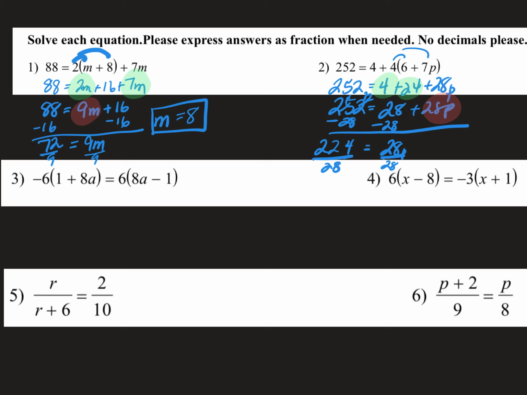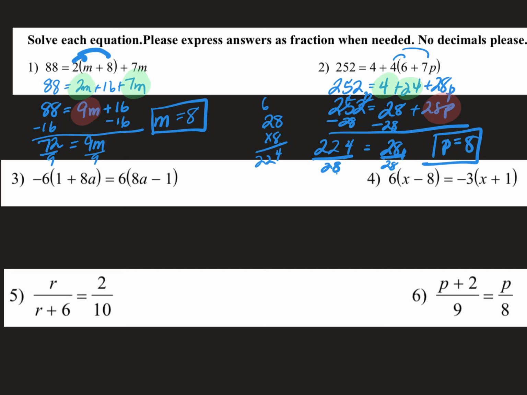I don't know how many times 28 goes into 224, but let me think about it. I need to multiply by something and it ends in a 4. So maybe 8, 28 times 8, because 8 times 8 is 64. 8 times 2 is 16, plus 6 more is 22. So yes. So p will equal 8. That's the answer to number 2.